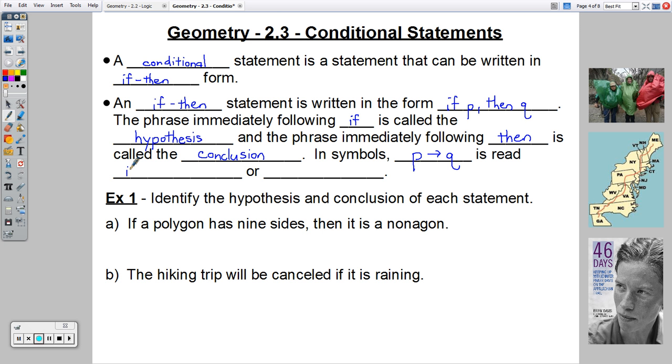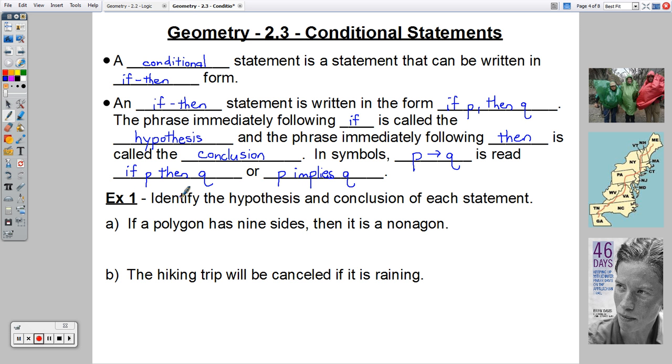This is read if P, then Q, if you were reading that out loud. Or you could also say equivalently P implies Q. Those two things mean the same thing. So this can be read if P, then Q, or P implies Q.